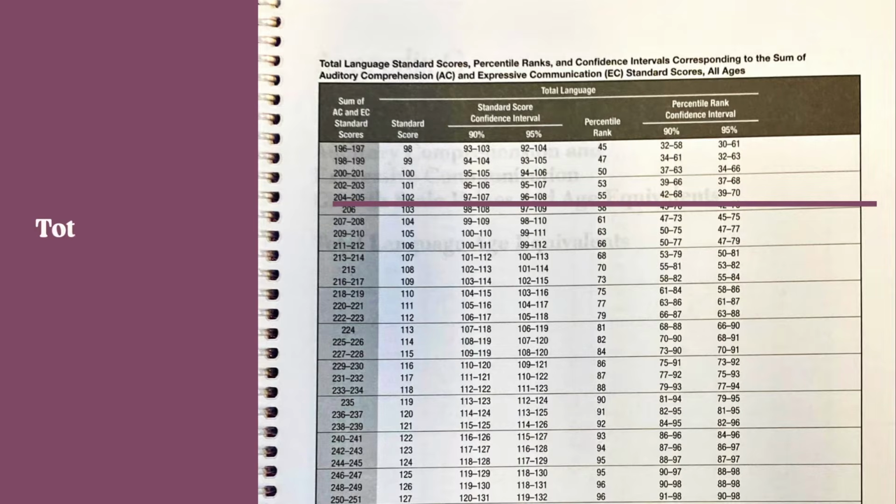Now what we're going to want to do is go to page 162 in the manual so that we can find the total language standard score. For the total language standard score, you're not specifically looking for the age of your client because it encompasses all ages. So you're just looking for the sum of both standard scores that you found. And for us specifically, 204 is going to be a standard score of 102. And I'm going to scroll over as well and get my confidence interval and my percentile rank. And I'm also going to go back to the record form and fill that in.